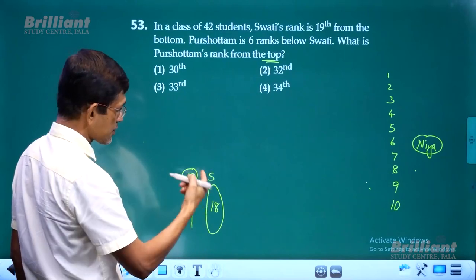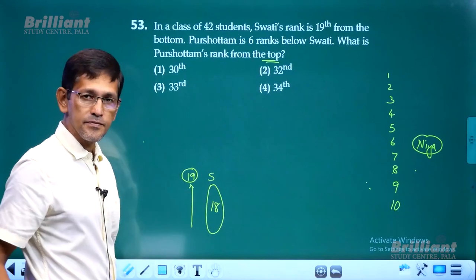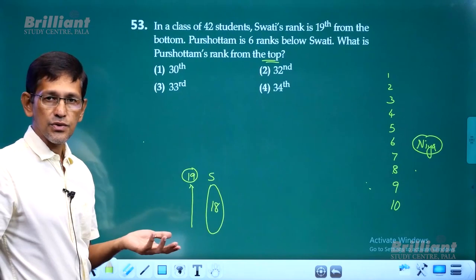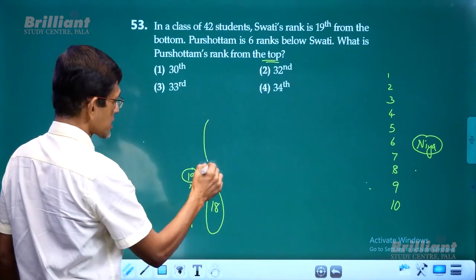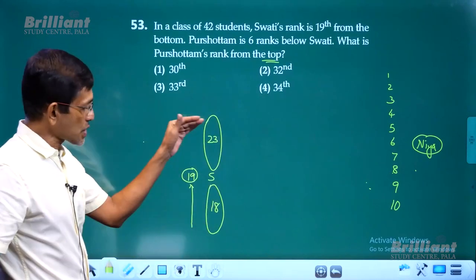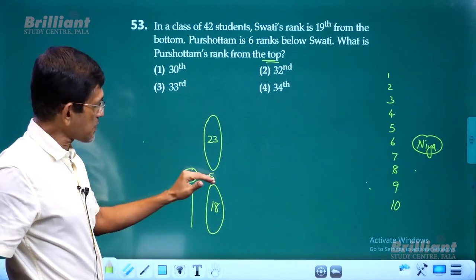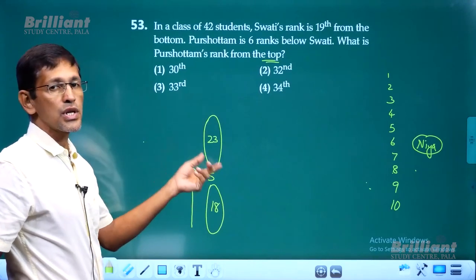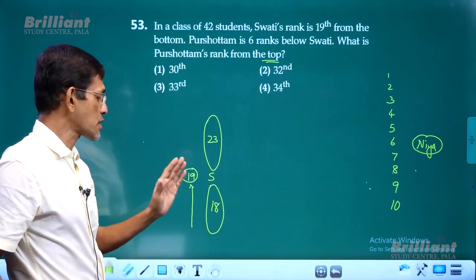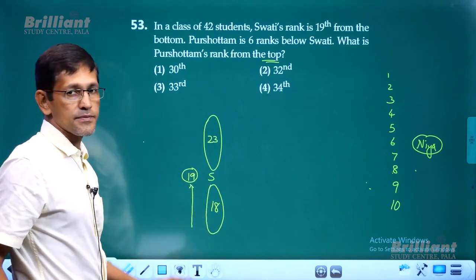There are 42 students total. We have 19 here. Balance how many? 42 minus 19. 42 minus 20 is 22, so the balance is 23. So there are 23 students before Swati. That means from the top, there are 23 students before Swati, and Swati is the 24th student when we look from the top. Swati is 24th, and there are 18 students after her.